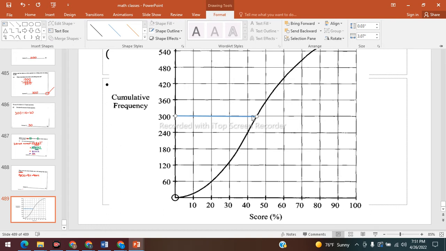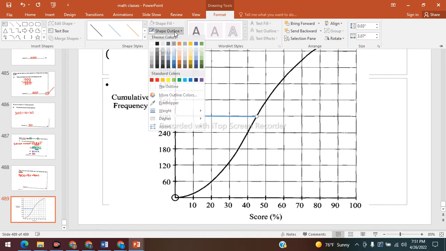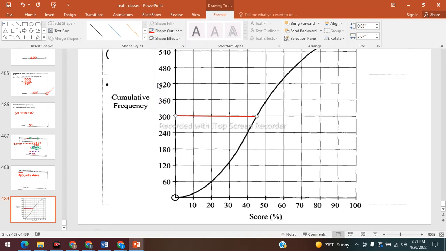Mic is on. And it shouldn't be on. Good.